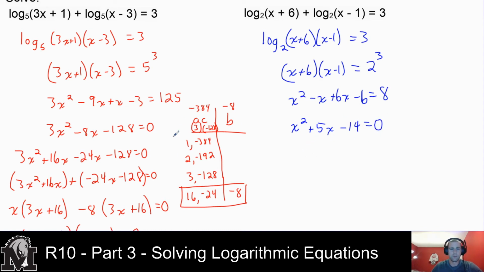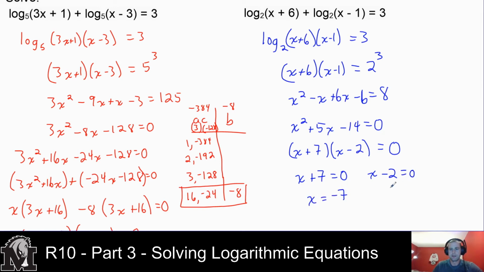Then I need to factor this. We can use our a times c sums to b method again, but might not need to. I need two things that multiply to x squared, which are x and x. And I need two things that multiply to -14, so one has to be positive, one has to be negative. And they have to add to 5. So if we go positive 7 minus 2, I think that does the job. Again, we have a product equaling 0, so either the first factor is equal to 0 or the second factor is equal to 0. So x is equal to -7, or x is equal to 2.